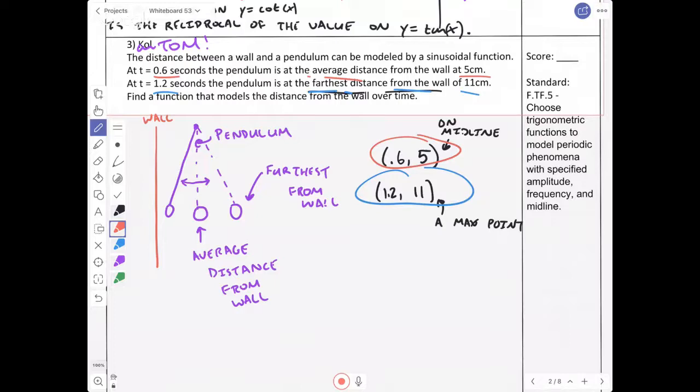Yes, Shiva, this is a core standard question, and Pablo is absolutely correct. This entire test that I'm working on right now is the core standards test. Well said.